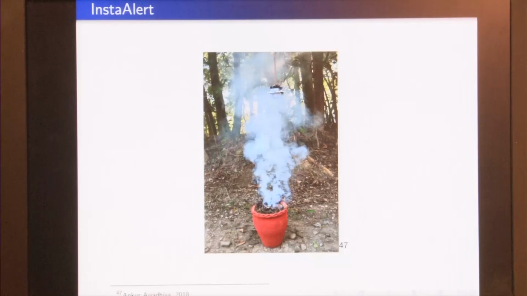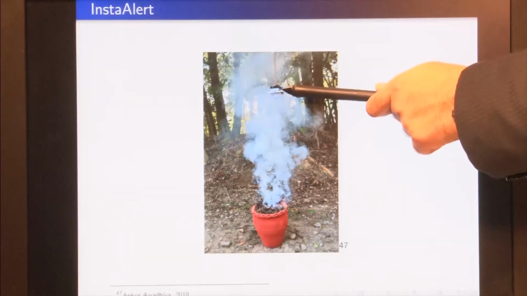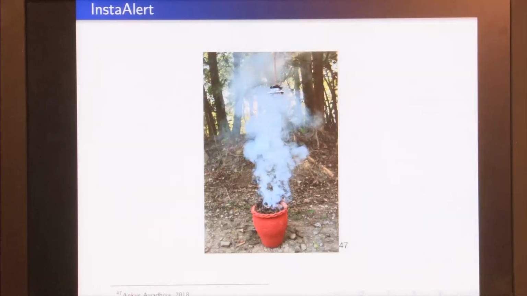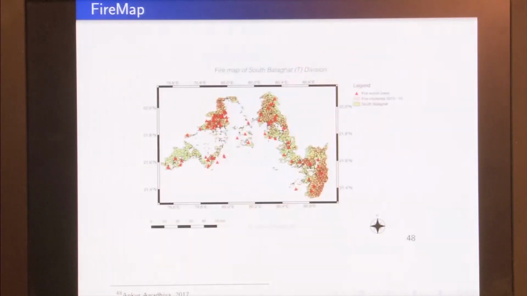We also use instruments such as InstaAlert. In this case, whenever this instrument detects any smoke or any high temperature in an area, it gives us a very quick warning that there could be a fire in this area. Then we also try to prioritize our resources by the construction of fire maps.